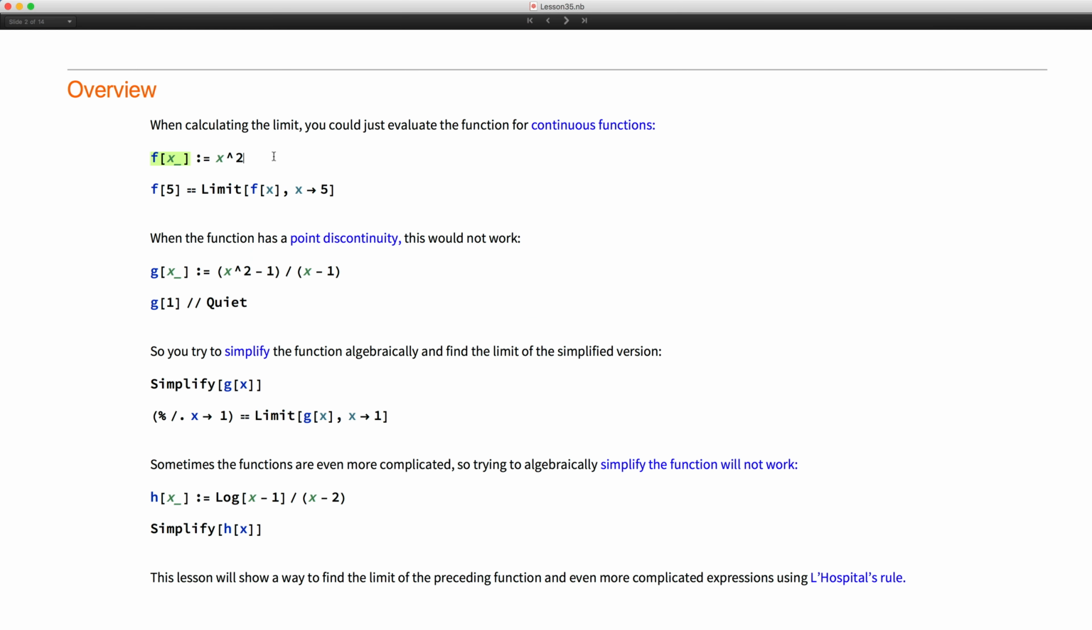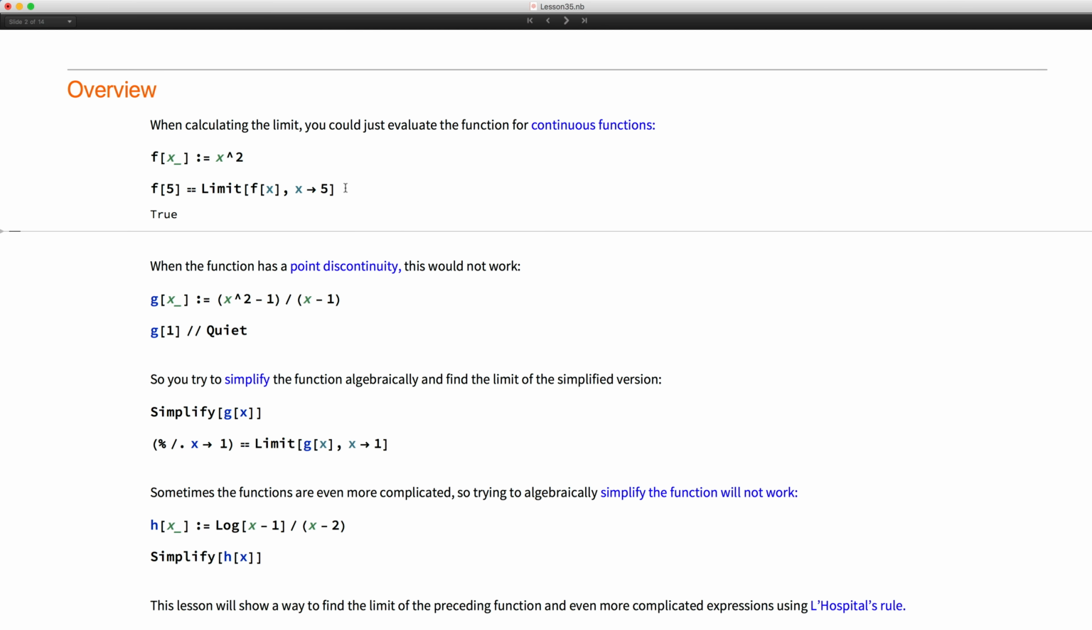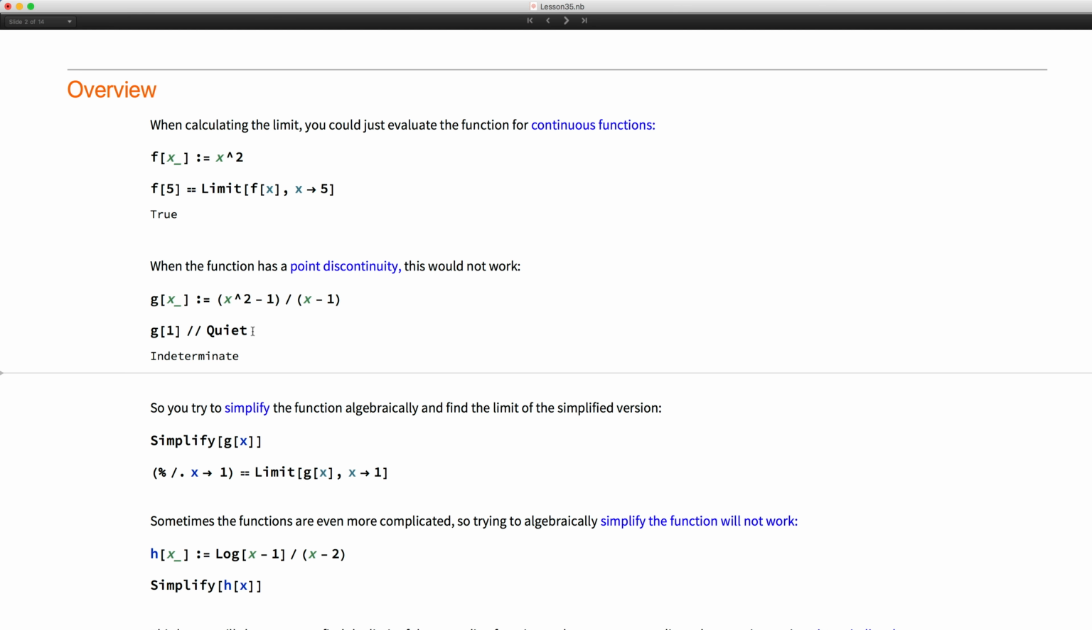So let's say you had a continuous function like x squared, and I asked you to find the limit as x approaches 5. What you could simply do is plug in the value 5 in the function expression, and you'd get back the correct answer, which is of course 25 in this case. But if the function has a point discontinuity, then this would not work. So for example, over here for g, there is an issue at 1 because the denominator becomes 0. So if you try and find a value at 1, then you get back an indeterminate answer.